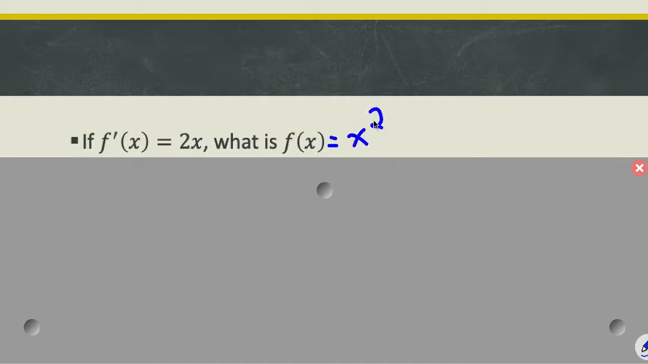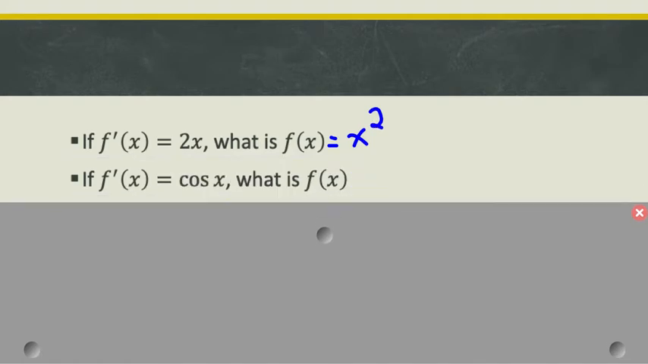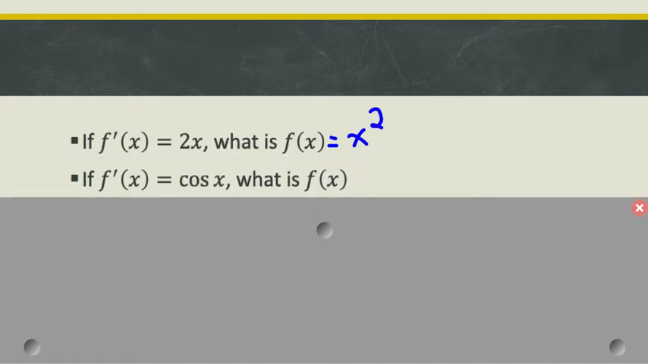But the other thing that we need to think about is, will this be the only function that when we take the derivative, we end up with 2x? So let's think about that. Let's look at another one here. If the derivative is cosine, then what was the original function? So that is sine x. And again, think about it. Is that the only function, sine x, that when we take the derivative of it, we end up with cosine x?